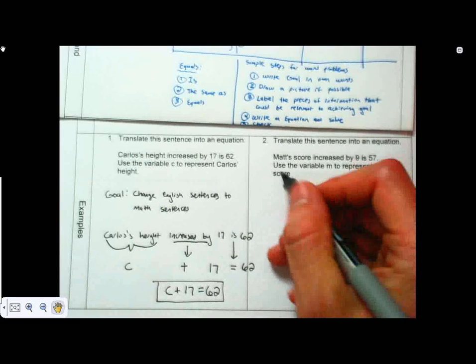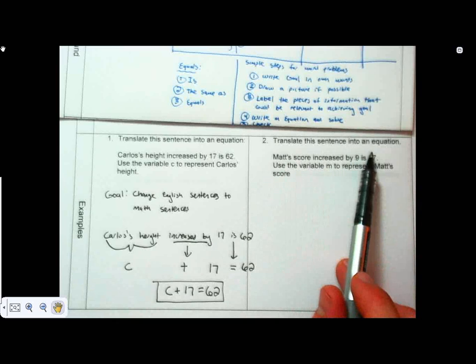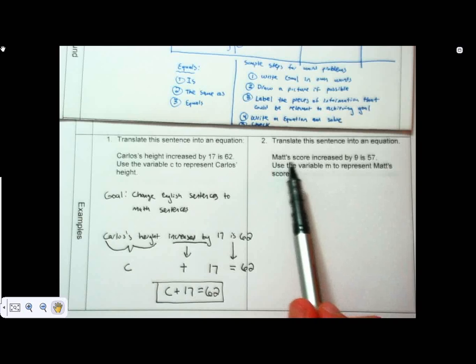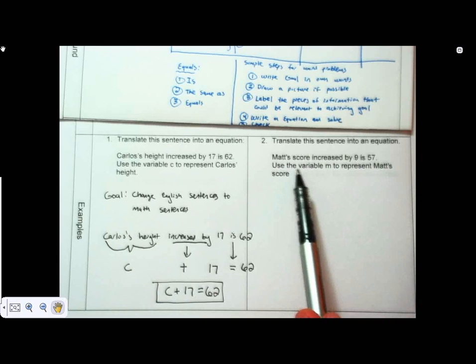Alright, I want you to try number two, and pause the video and then restart it when ready. Okay, in number two, again, it says that we're supposed to translate the sentence into an equation, so similar to what we did for number one. Now let's read the sentence. So it says Matt's score increased by 9 is 57. And it says use the variable m to represent Matt's score.